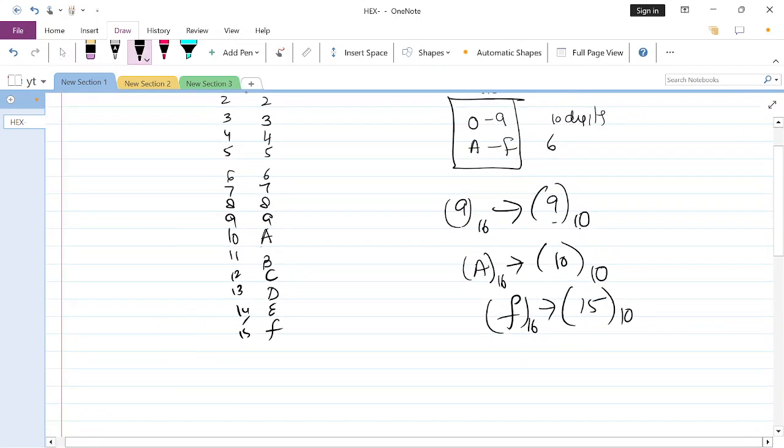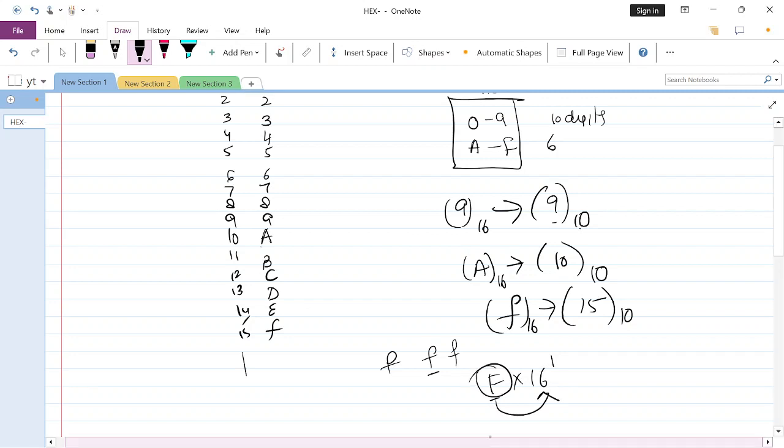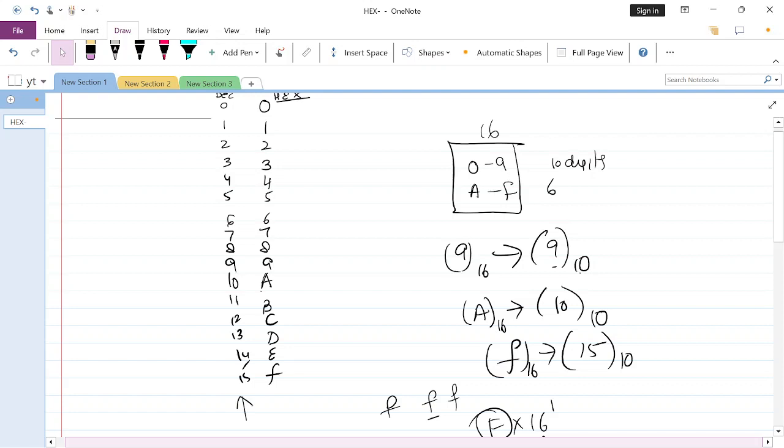When we do calculations, some number is given to you and you are asked to multiply it with some power of, let us suppose, 16. I can multiply F directly with this power of 16, so I will be using the decimal equivalents. Decimal equivalents are very easy to remember. They are just continuous running numbers from 0 to 15.